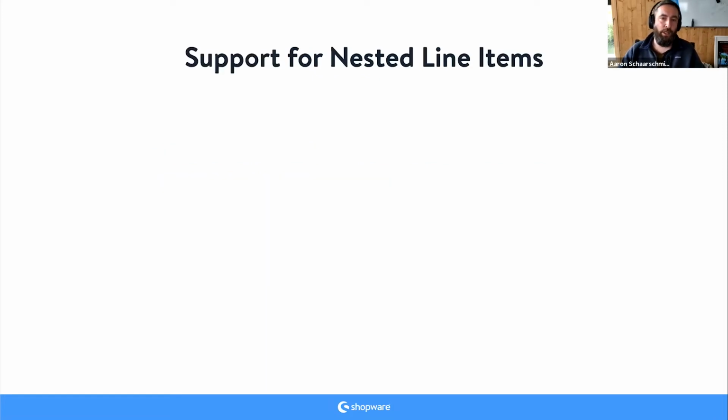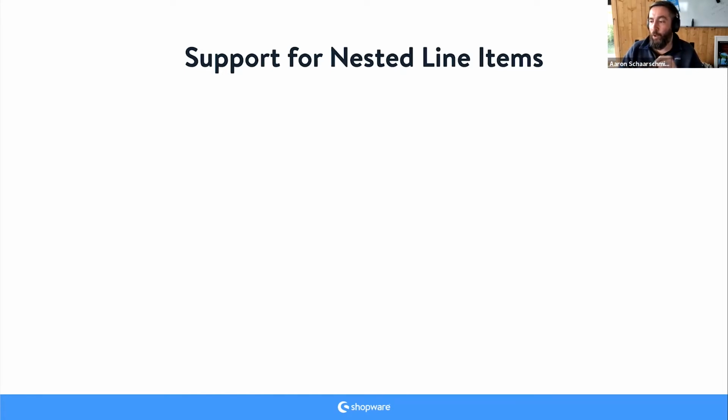Another topic we are right now working on is support for nested line items. What does nested line items mean? A good example for that is custom products. So you have a main product, and then you have further options on those products, which also reflect own positions, for example, with an own price in the cart. So that's nested line items.